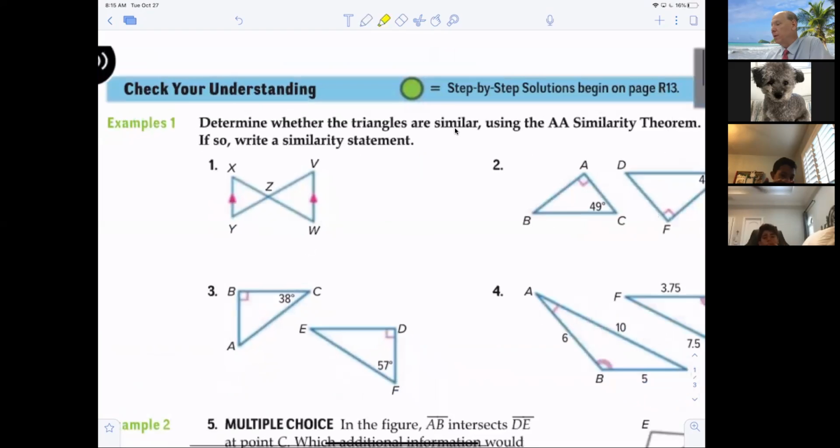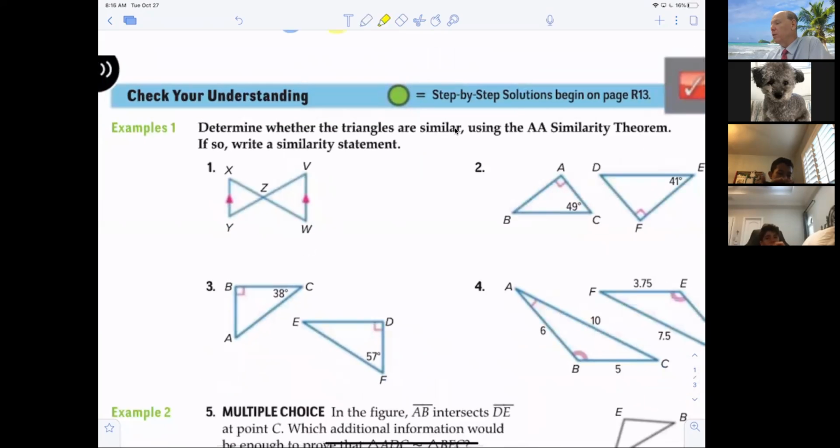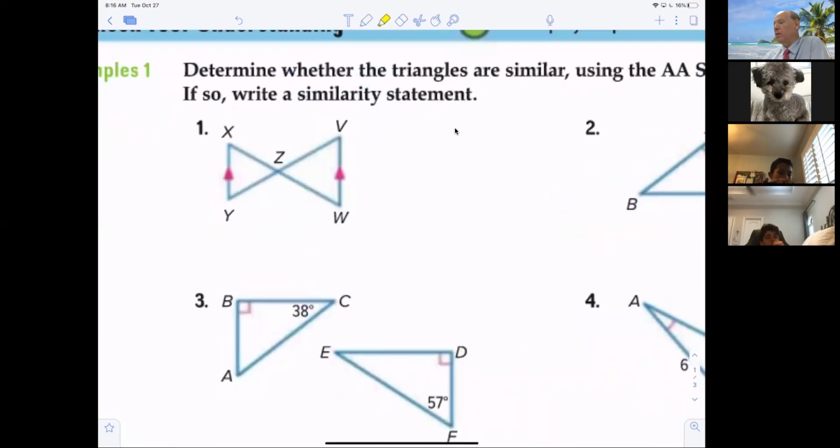Question number one. Determine whether the triangles are similar using angle, angle, similarity. So are those triangles similar? Why are they similar? Okay, so we can do vertical angles. What else? Yay, alternate interior angles. All right, so we can mark this congruent to this.